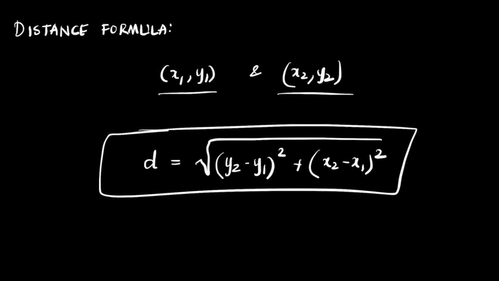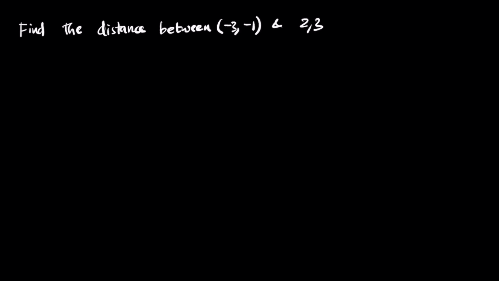So let's try an example. Let's say you have a question: find the distance between minus 3 comma minus 1 and 2 comma 3. So how will you find the distance between these 2 points? Again, write down the points first. So minus 3 comma minus 1, 2 comma 3. So minus 3 can be written as x1, minus 1 as y1, 2 as x2, 3 as y2.